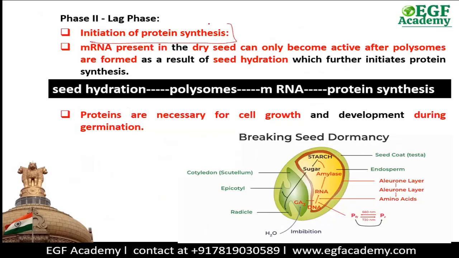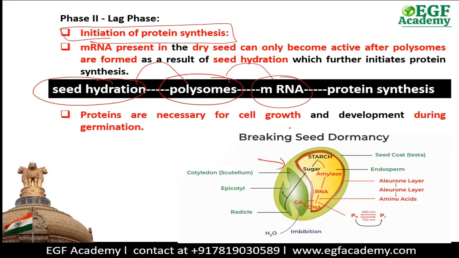Then, initiation of protein synthesis. Now, what will happen? We hydrate our seed, give it water, then, after hydration, polysomes are formed in it. After polysome formation, mRNA gets activated. Now, what is the function of RNA? Its function is providing information for protein synthesis. The cell gets information about what kind of proteins to make. The mRNA guides this process, and then the synthesis of proteins takes place in it.